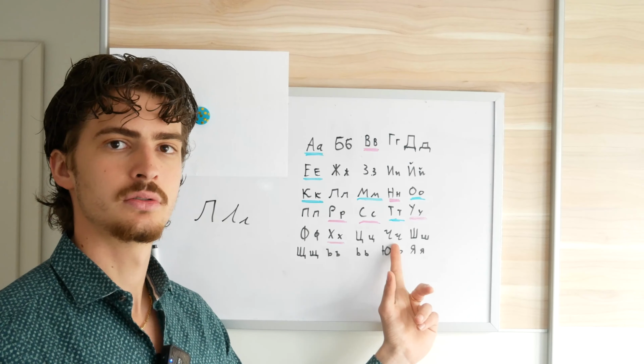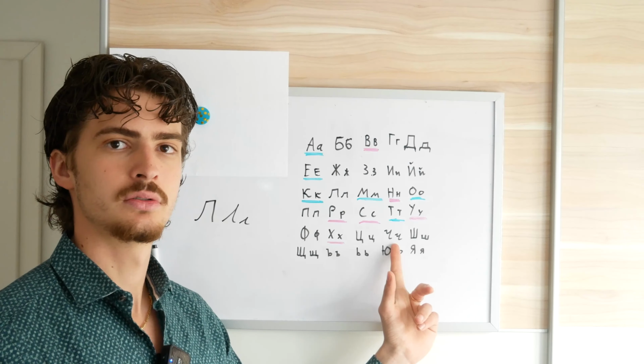This one is the letter sht. This letter looks very similar, and you can tell this is basically a combination of sh and t, sht in one letter. And it has a little crook here on the side.